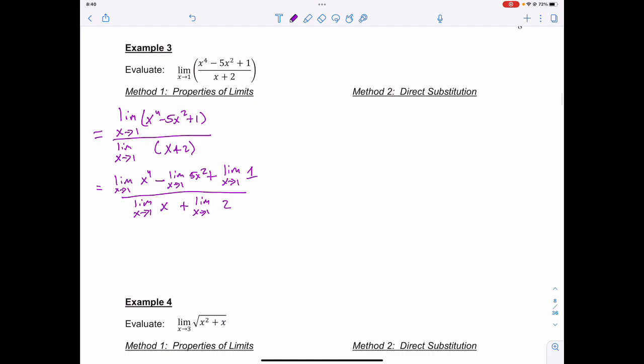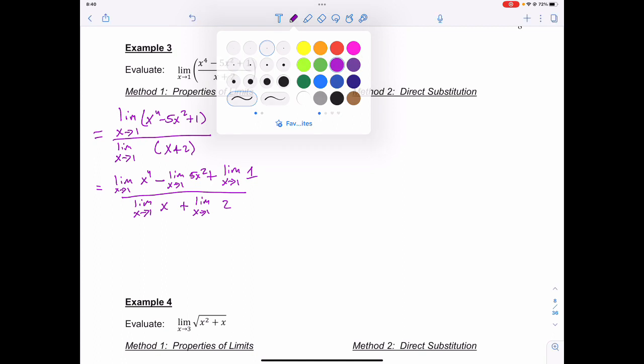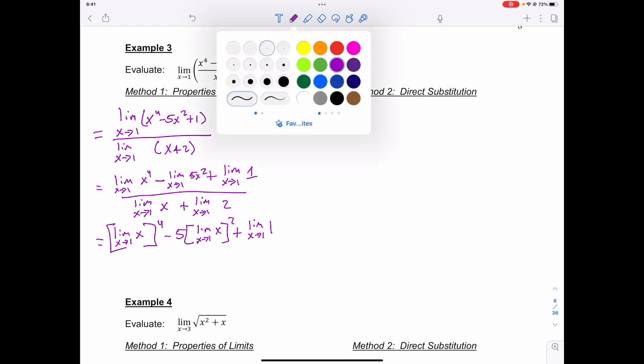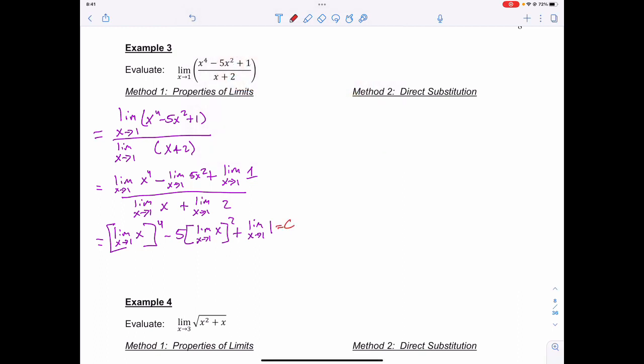Then I can use the exponent rules, or the power rules, if you will, and state that the limit as x approaches 1 of x to the power of 4 minus 5, that constant coefficient, times the limit as x approaches 1 of x to the power of 2 plus the limit as x approaches 1 of the constant, which remember is still always just going to equal the constant.